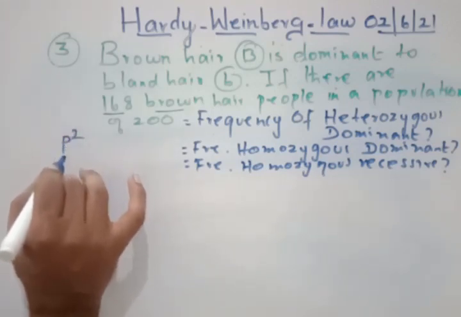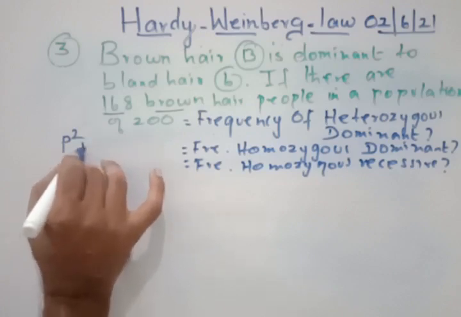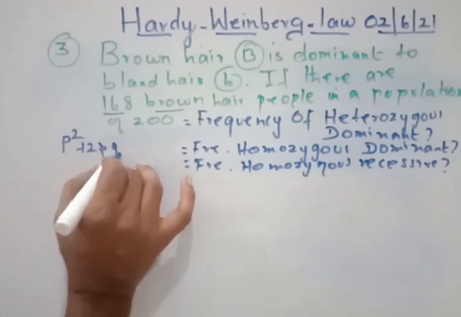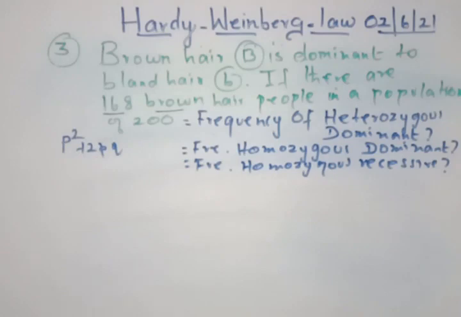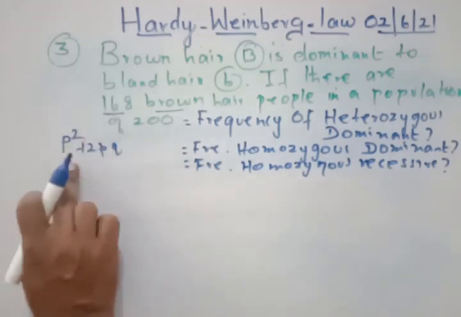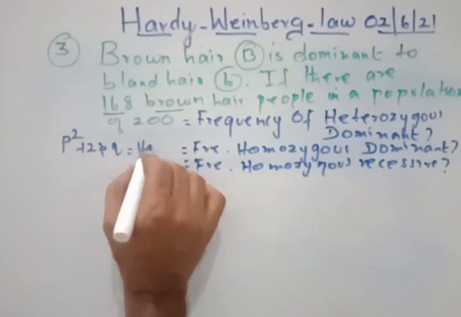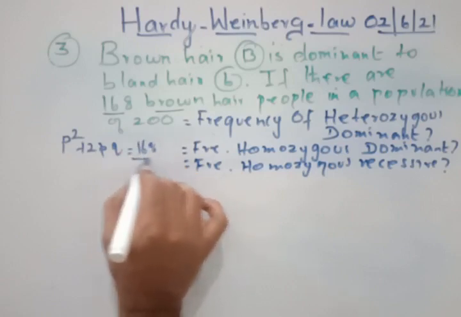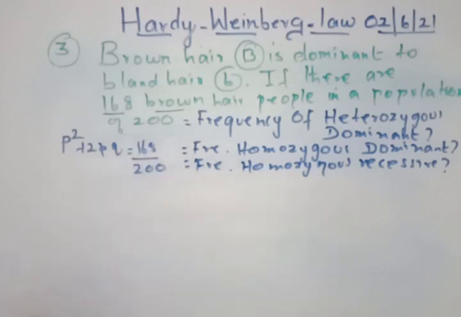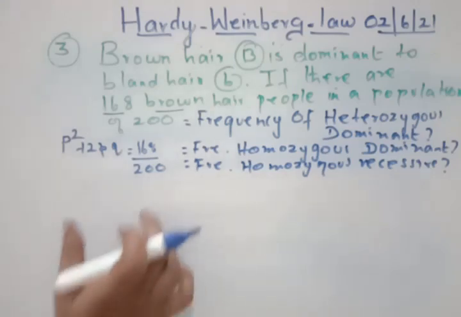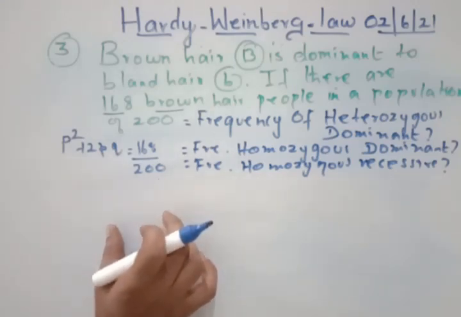Why dominant? Because it is a homozygous dominant. Then 2PQ, this is also dominant but heterozygous dominant. So these two together, how many dominants are there? 168 dominant out of 200 individuals. So now in total you've got 168 out of 200.